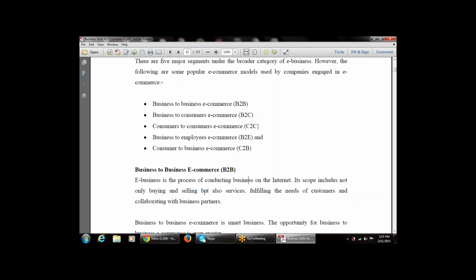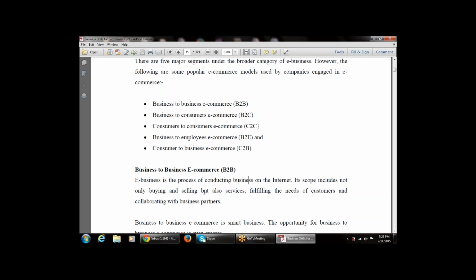So this says e-business is the process of conducting business over the internet. E-business means electronic business, that means conducting the business over the internet. Its scope includes not only buying and selling of goods and services, but also the services fulfilling the needs of the customer. This is the most important point.